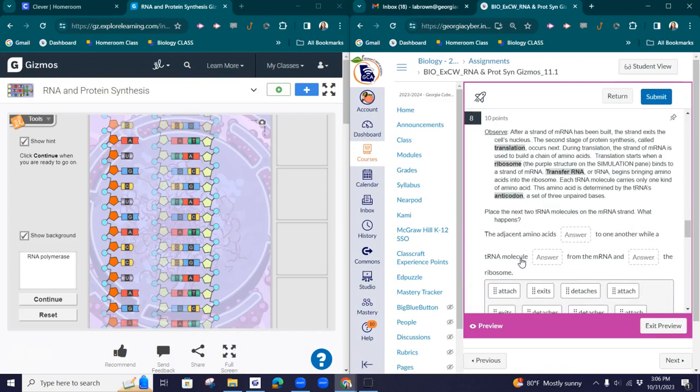Number eight says, after a strand of mRNA has been built, the strand exits the cell's nucleus. The second stage of protein synthesis, called translation, occurs next. During translation, the strand of mRNA is used to build a chain of amino acids. Translation starts when a ribosome, that purple structure on the simulation pane, binds to a strand of mRNA. Transfer RNA or tRNA begins bringing amino acids into the ribosome. Each tRNA molecule carries only one kind of amino acid. This amino acid is determined by the tRNA's anticodon, a set of three unpaired bases.